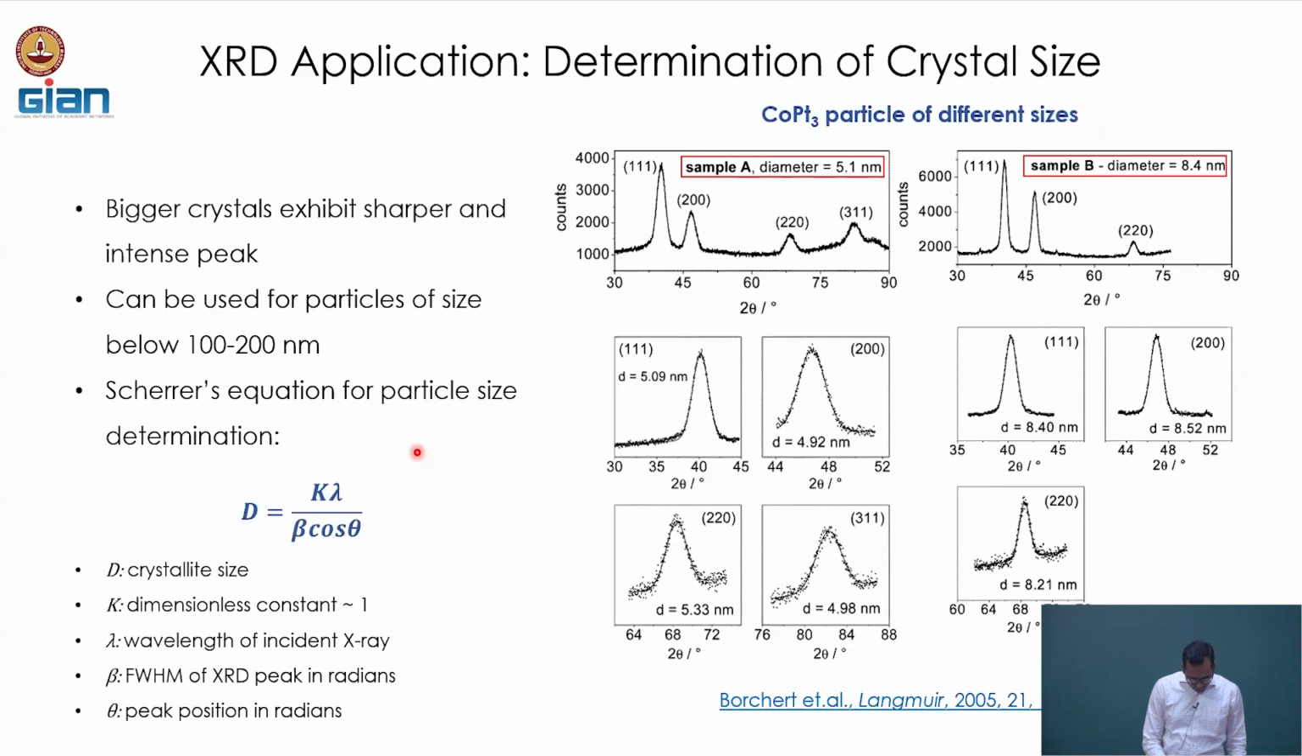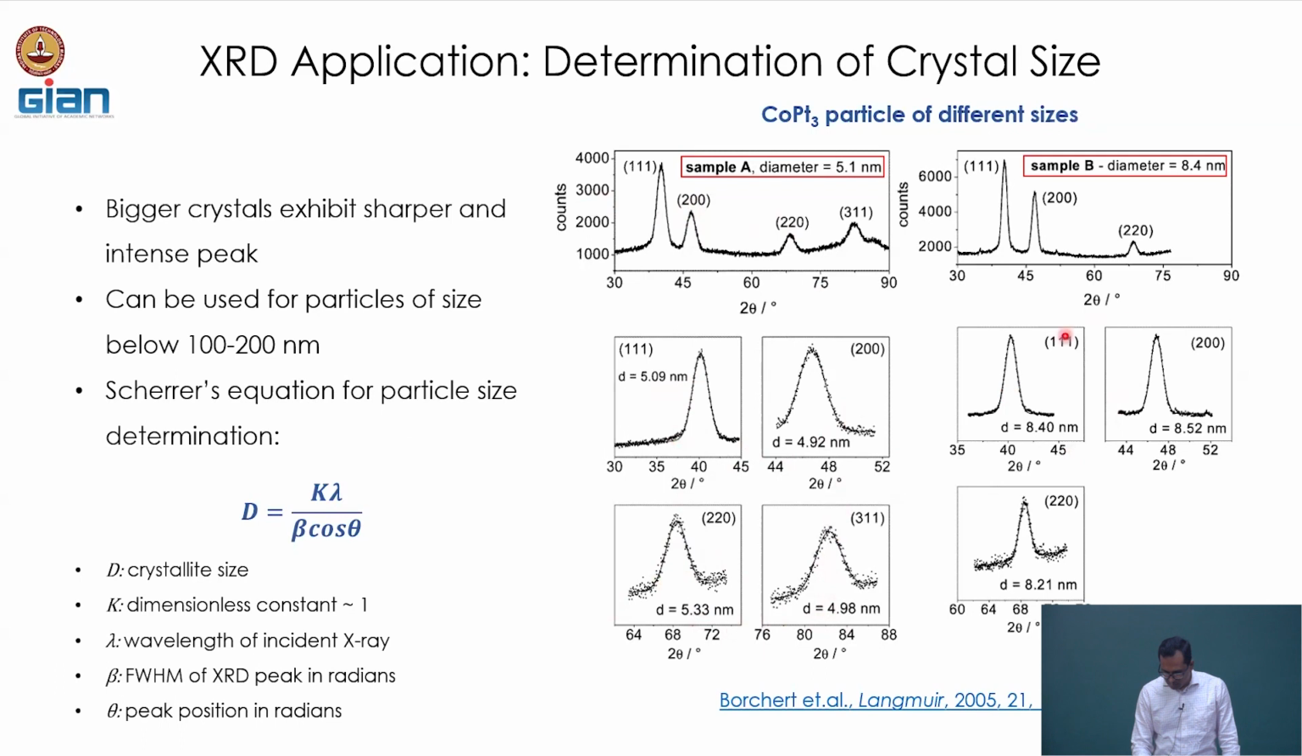So, from that we can actually calculate the particle diameter. You see, whether we take the peak at 111, 200 or 220, in all cases the diameter of the particle that we get is pretty close, say 5.09 versus 5.33, 4.98, they are pretty close to each other.